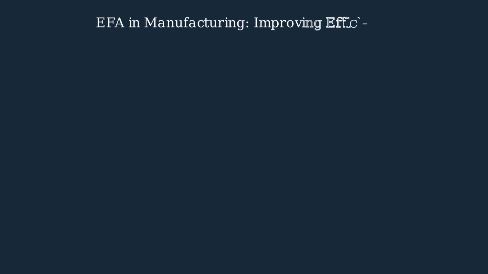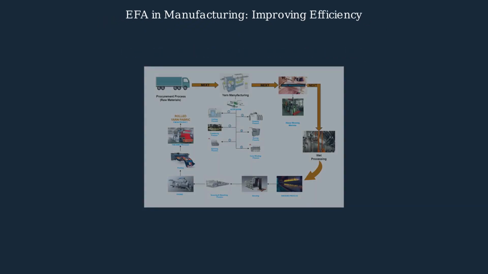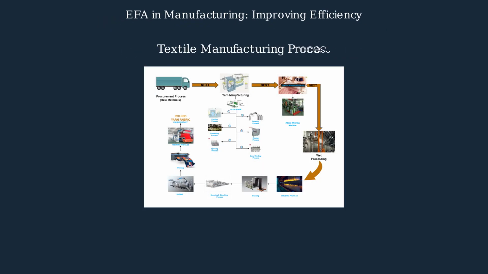Exploratory factor analysis has proven valuable in manufacturing contexts. This case study examines how EFA transformed operations at a textile manufacturing facility. The textile manufacturing process involves multiple stages from raw material procurement to finished fabric production. Each stage introduces variables that can affect product quality and production efficiency.